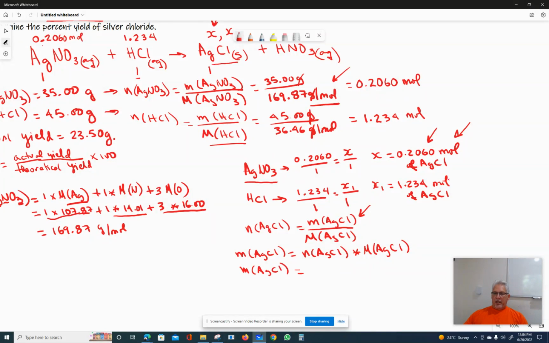So how many moles do I have in the product? The one that is being produced by the limiting reactant. 0.2060 mole times the molar mass of silver chloride. You need to use the periodic table and the formula again for finding the molar mass. And when I do that, I get 143.32. I'm using my online calculator for that, and that will be multiplying those two numbers.